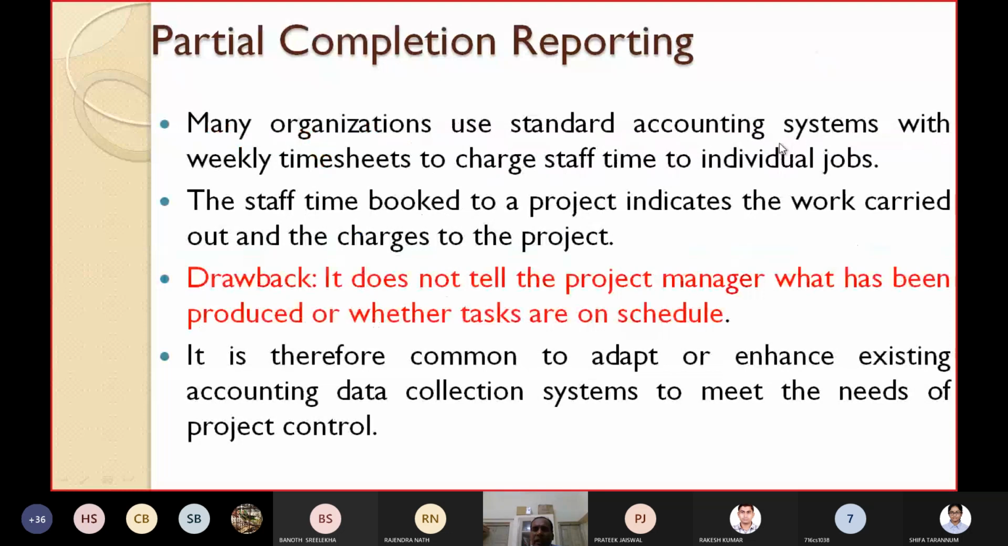Now, what is being produced was not represented in the standard accounting system. That is in the weekly time sheet. Along with the time, we also have the information about the work done, what activity you have done, what task you have done. So this drawback is overcome by using weekly time sheets. In the next figure, an example of this weekly time sheet is shown.